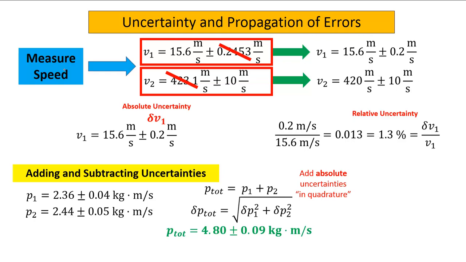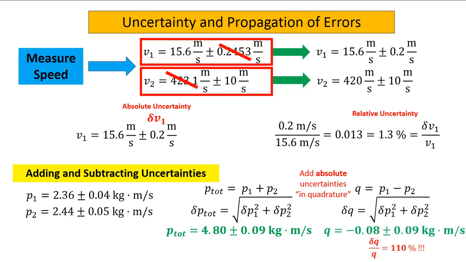This works the same way if I want to subtract these two numbers, although there's an important thing that happens when you subtract. So let's say I have the quantity Q, which is P1 minus P2. The uncertainty in Q is still delta P1 squared plus delta P2 squared, square rooted. So I still add the absolute uncertainties in quadrature. So my total value Q is 0.08 plus or minus 0.09 kilograms meters per second.